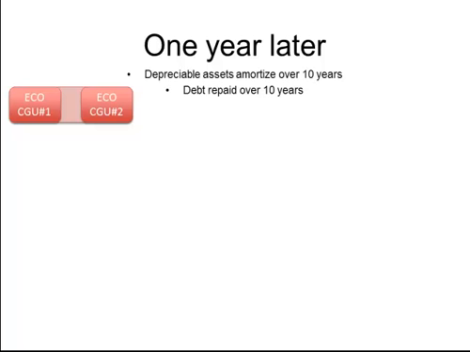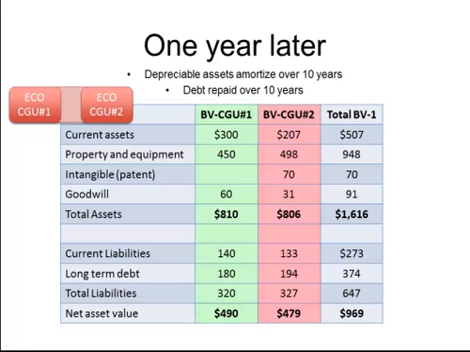Now, let's turn the calendar 1 year for each of the cash-generating units. The only transactions arising during the year were the amortization of depreciable assets over their estimated 10-year economic life and the 1/10 repayment of long-term debt. All other balances remain the same. Note that the balance includes the acquisition adjustments for consolidation purposes. We can tell by the value attributed to the intangible asset and the goodwill. There are assets that are not recorded on the legal entity books of ECO.